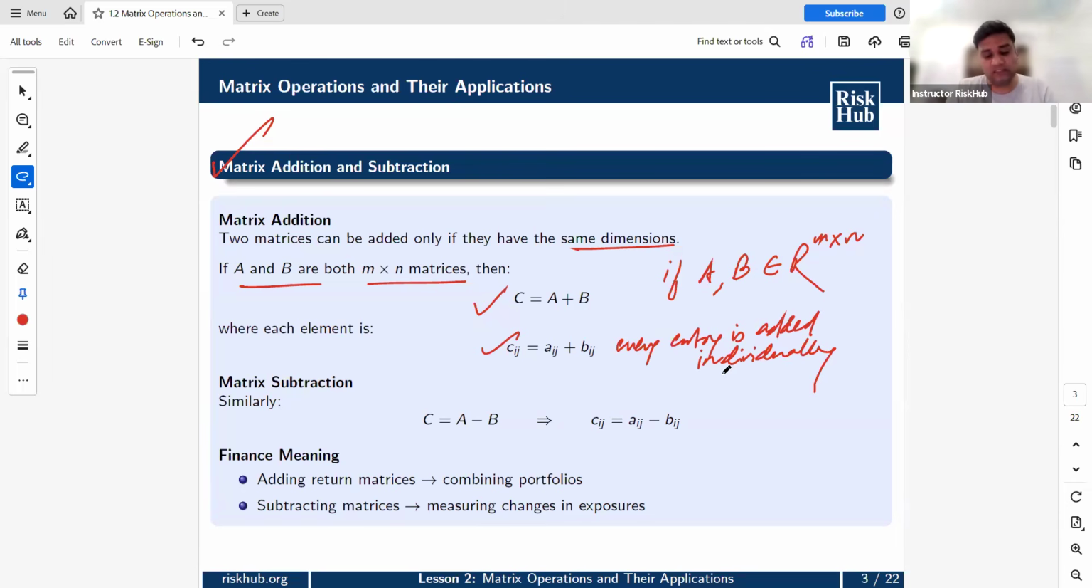Okay. Then we look at the financial intuition. What does it mean financially? Basically, matrix A, let's say, is giving you returns from strategy 1. Matrix B is giving you returns from strategy 2. Adding them means you're combining the strategies. This is extremely common in your portfolio aggregation. For example, if you have your equity desk return, your macro desk return, your commodity desk return, all may be added into a total portfolio matrix.